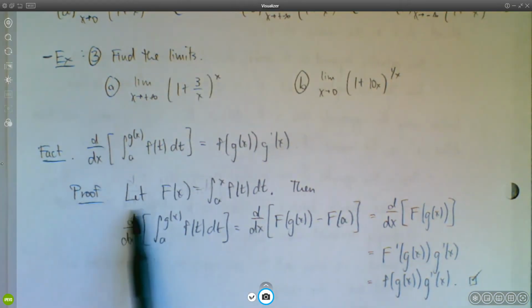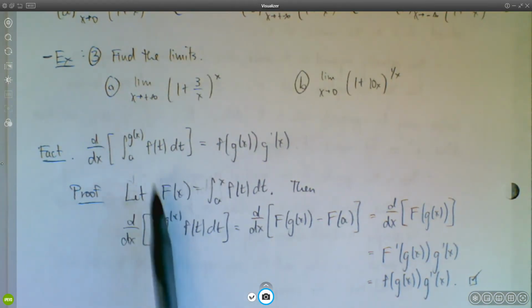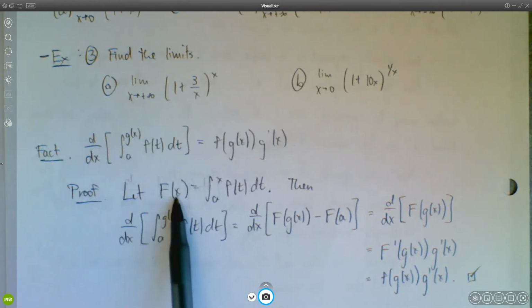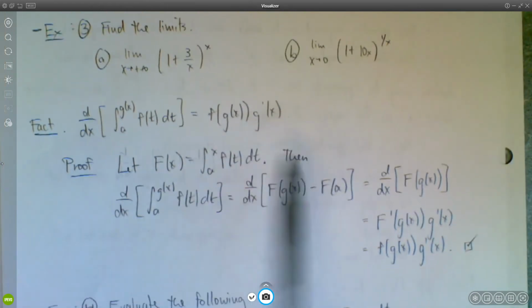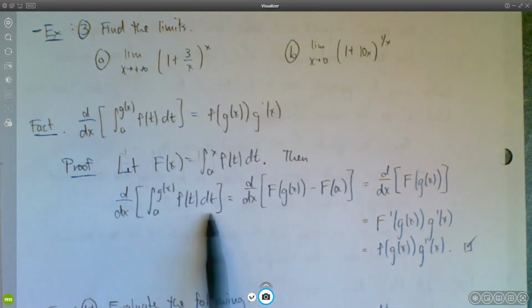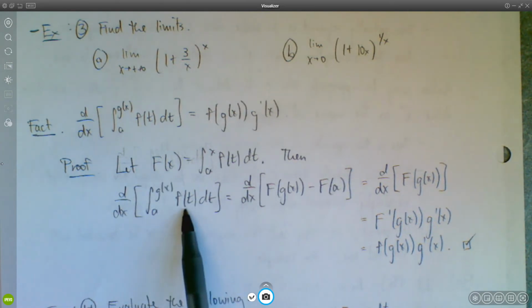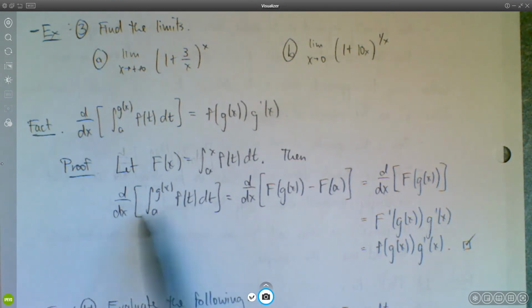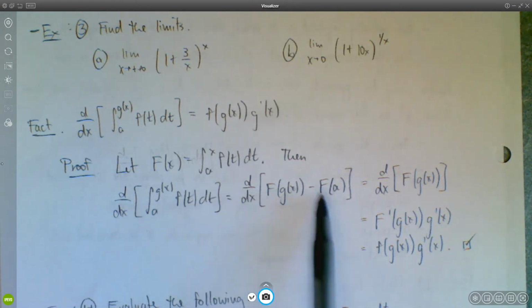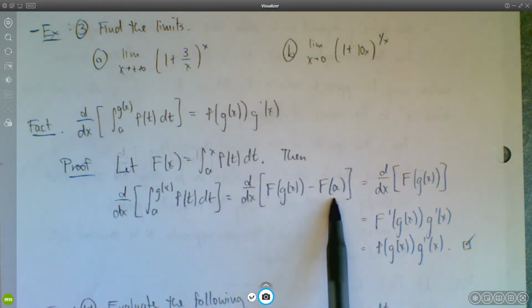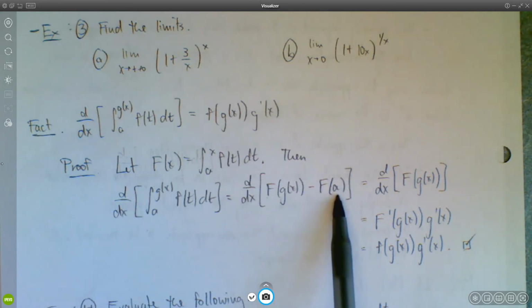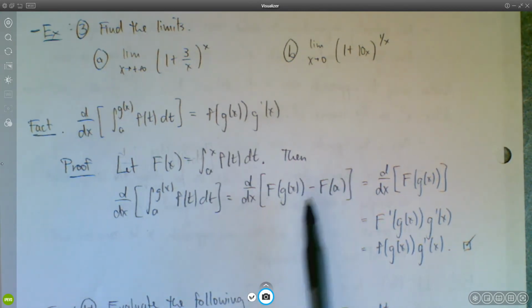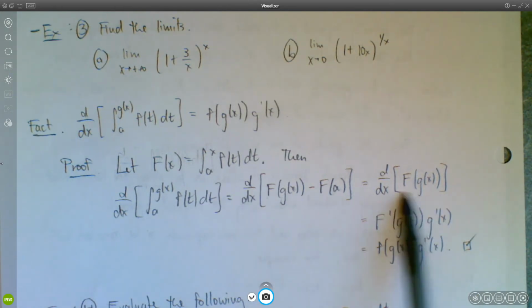And here's why. Let's say that capital F is an antiderivative for lowercase f. Or in other words, capital F is this integral here from a to x of f of t dt. If that's the case, then using fundamental theorem of calculus part 2, this integral would be capital F of g of x minus capital F of a, right? But if we're taking the derivative, capital F of a is just a constant. It's going to be 0. And so the derivative of this thing is the same as the derivative of this thing.